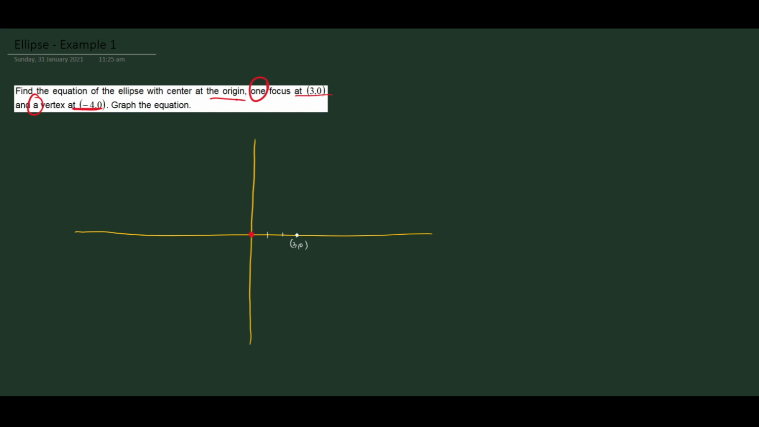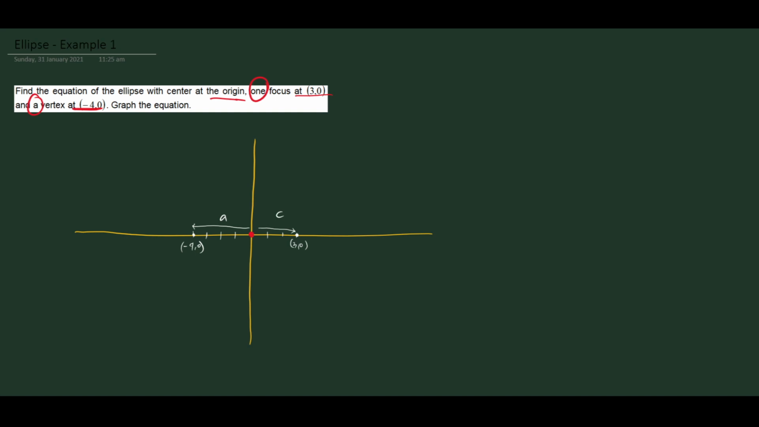Now, where is one of the vertices? 1, 2, 3, and 4. We have here our (-4, 0). So we now have this distance right here, from the center to the vertex. One vertex is actually our a, that is our major axis, right? And the distance from the center to the focus is actually c. So we now have our a and c.